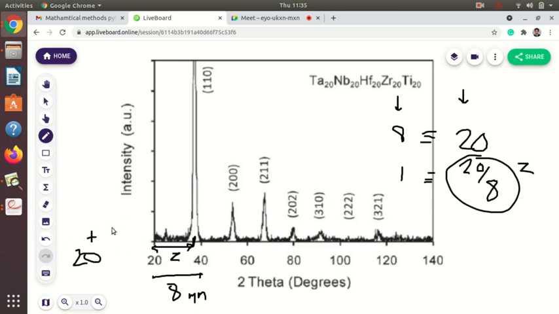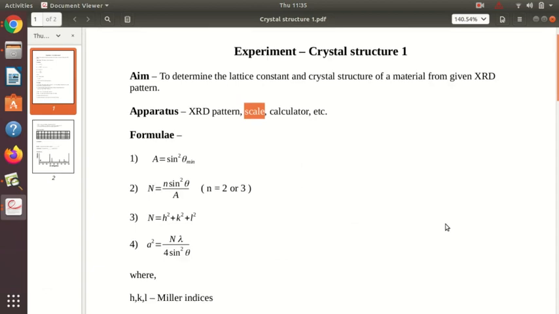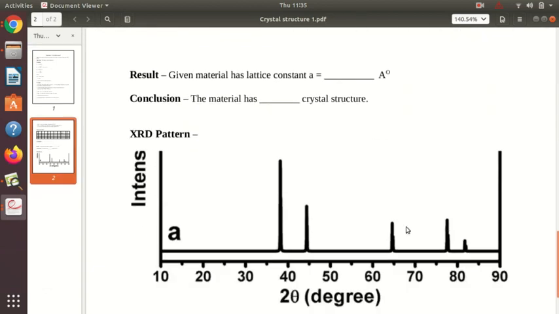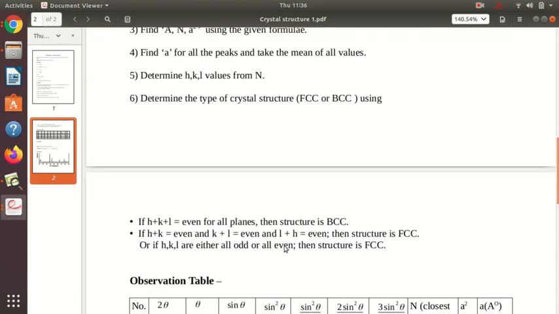In case our graph starts from 10 degrees, like here our graph is starting from 10 degrees, whatever distance you get, you have to add 10 degrees, because we have not considered the first 10 degrees. So you will get peak positions. Now come to the observation table.